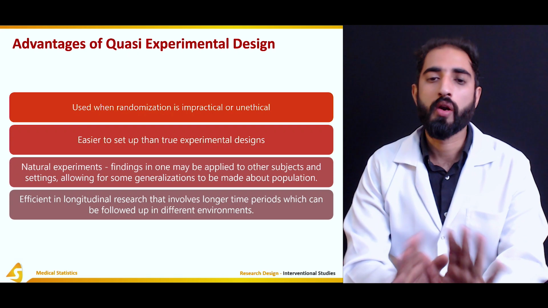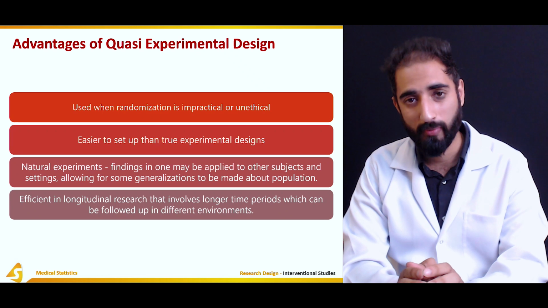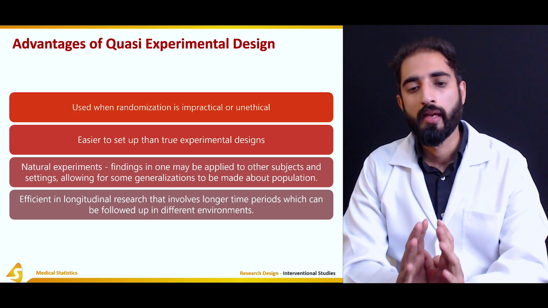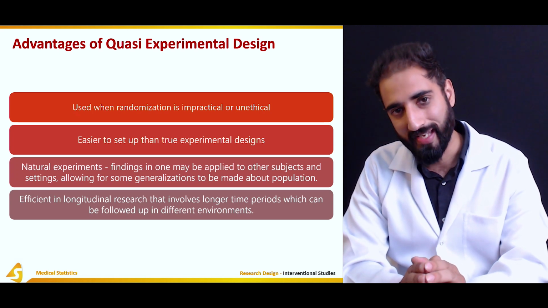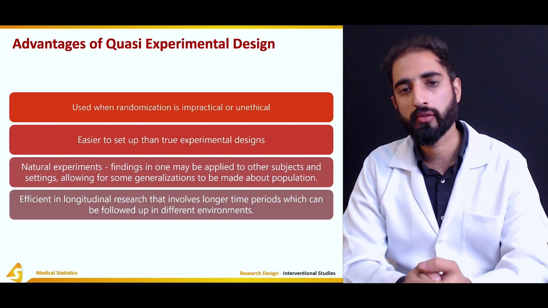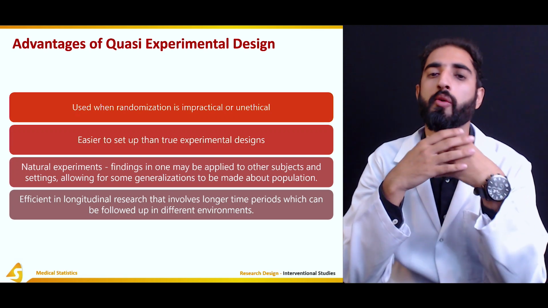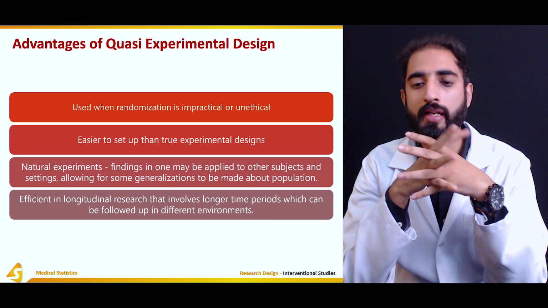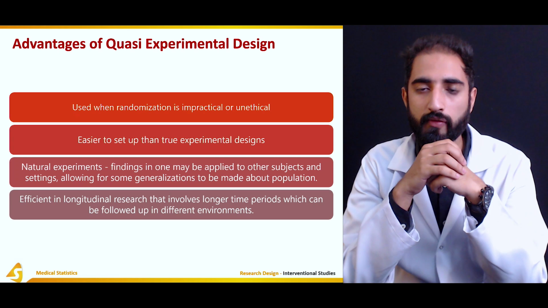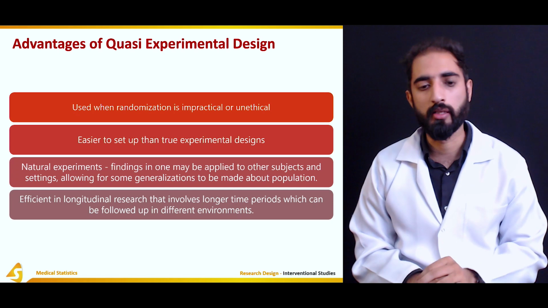So what are the advantages of quasi-experimental design? It can be used when randomization is impractical or not possible, or if randomization is unethical. It is easier to set up than true experimental designs or randomized controlled designs. And as they are natural experiments, they are not actually controlled in a laboratory environment, so they occur in the natural environment. So findings in one may be applied to other subjects and settings, allowing for more generalizability for the population. They may be less varied, but they are more generalizable.